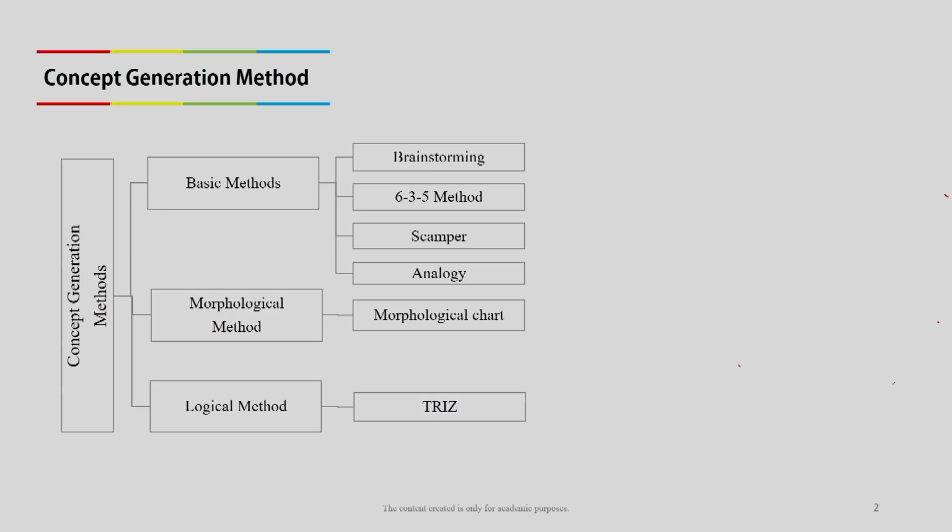So, hello participants. In this lecture I will be discussing concept generation tools and also concept selection metrics. There are various kinds of concept generation methods. In basic methods there are brainstorming, 6-5 method, SCAMPER, analogy, and there is also the morphological method using a morphological chart. There is the logical method, where trees come under this. Here I will be discussing brainstorming, 6-5 method, SCAMPER, analogy and morphological chart.